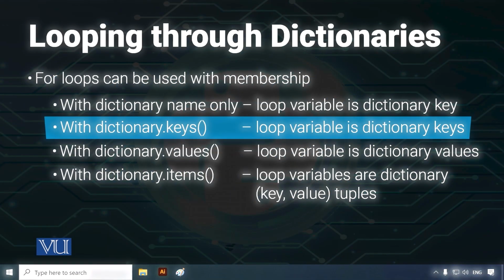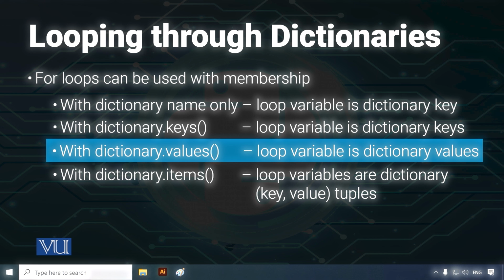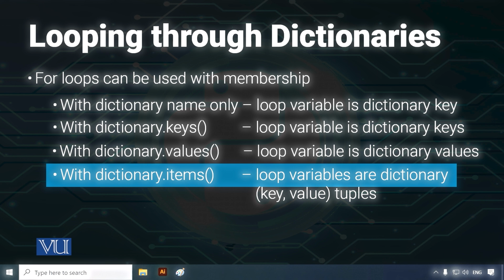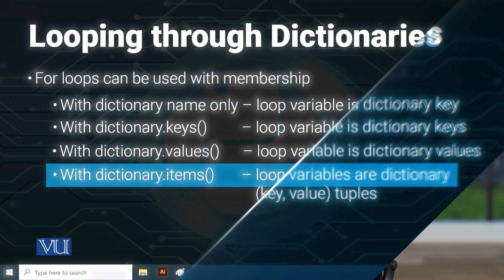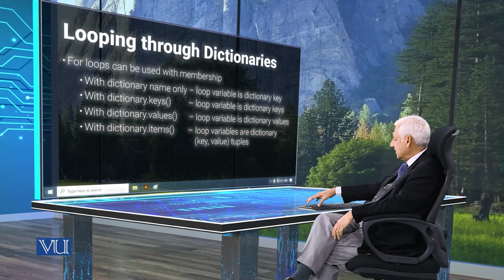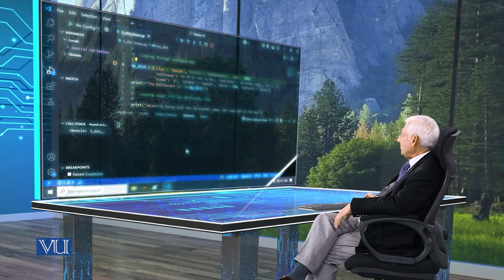If we want to loop through the values, well, logically it says loop through for X in my dictionary dot values, and then it'll be looping through the values rather than the keys. And we can always loop through items, which will loop through the key value pairs as tuples. So let's take a look at how we loop through dictionaries.